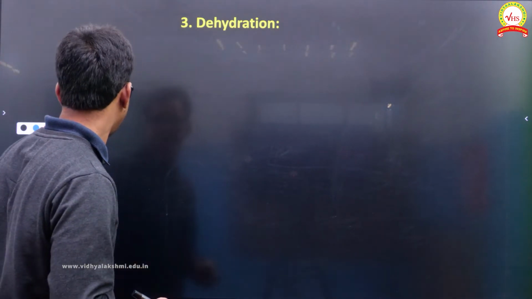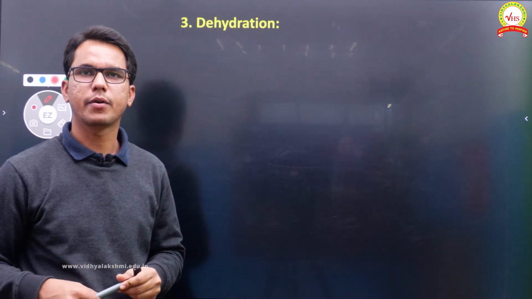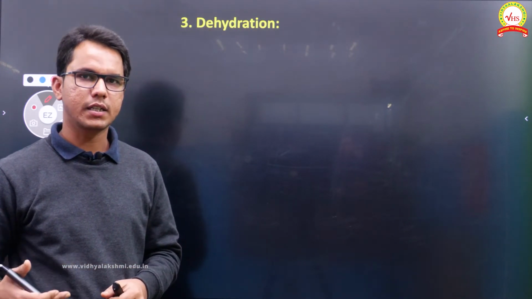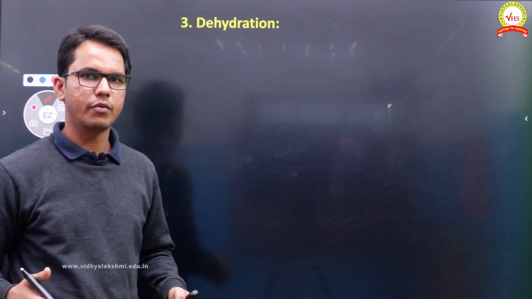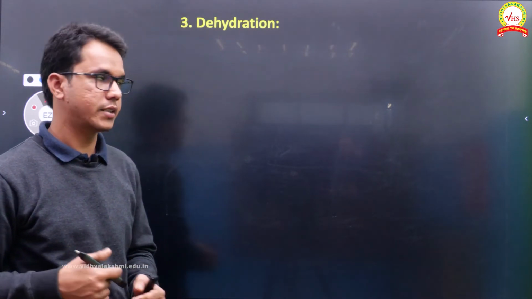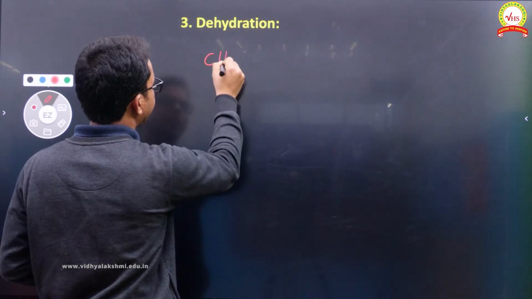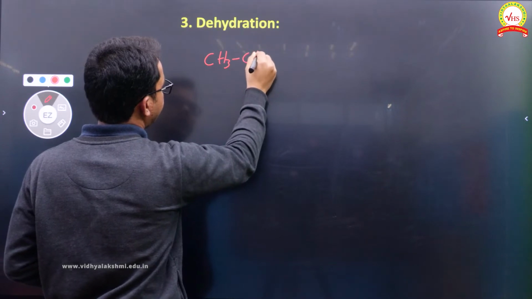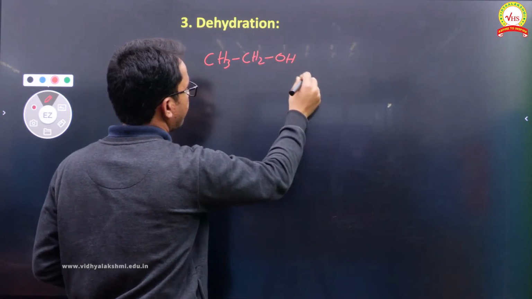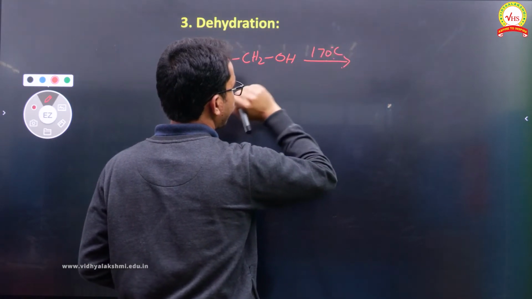Now let us see the dehydration reaction. Generally, a dehydration reaction is an elimination reaction. Elimination reaction takes place at high temperature. If you apply high temperature, it generally favors the elimination reaction over substitution reaction. Let us take an alcohol, that is CH3CH2OH, at approximately 170 degrees Celsius.